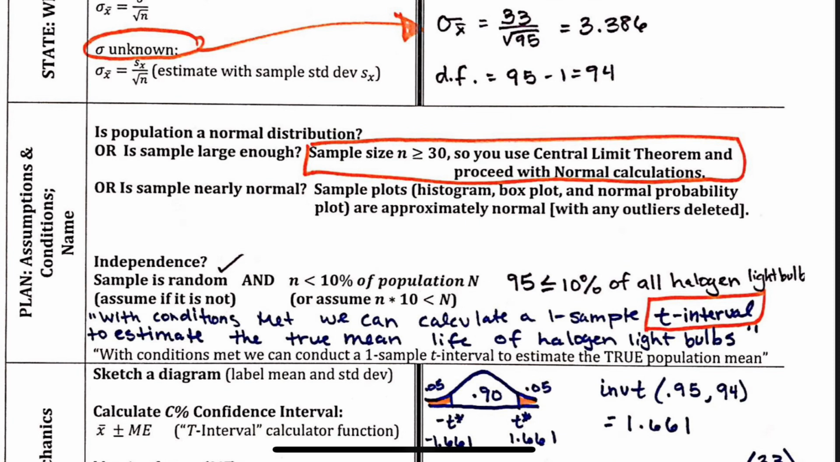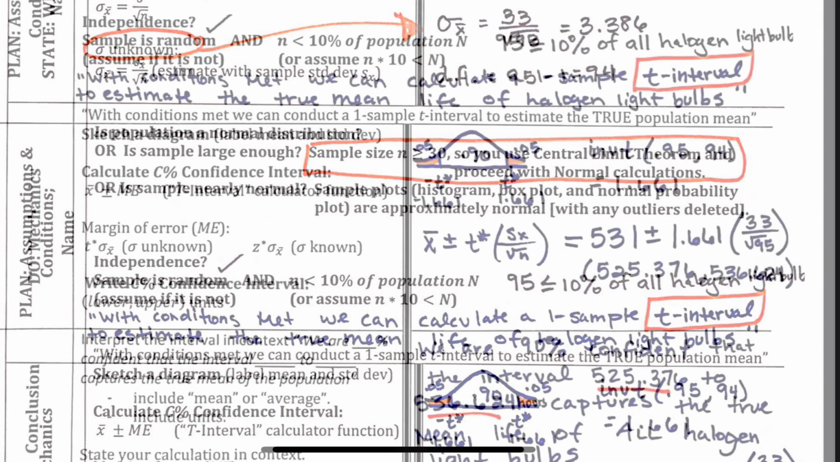The second check is for independence. We were told it was a random sample. Also, it is safe to say that 95 is less than 10% of the population of all halogen light bulbs. Notice how I write that out. You can't just write n is less than 10% of population. Give the context. So with conditions met, we will calculate a one sample t interval to estimate the true mean length of halogen light bulbs.